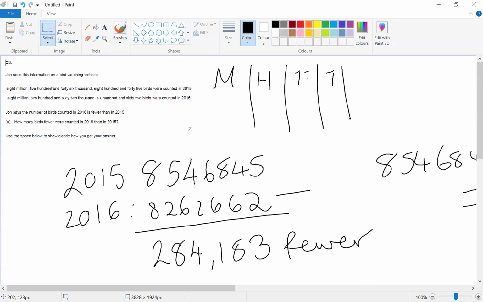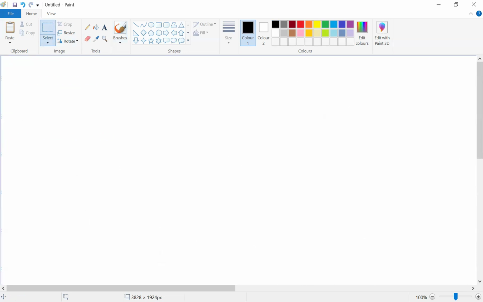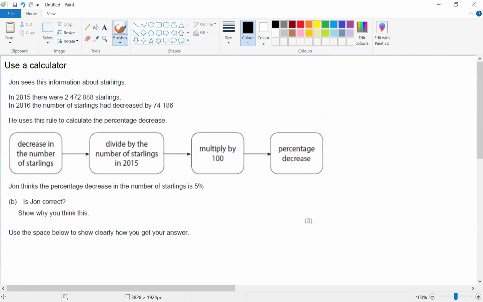Okay, so the second part of the question looks like this. Use a calculator. John used information about starlings. In 2015, there were 2,472,888 starlings. In 2016, the number of starlings has decreased by 74,186. He uses this rule to calculate the percentage decrease. Decrease in the number of starlings, divide that by the number of starlings in 2015, multiplied by 100 equals the percentage decrease. John thinks the percentage decrease in the number of starlings is 5%. Is he correct? Show why you think this.